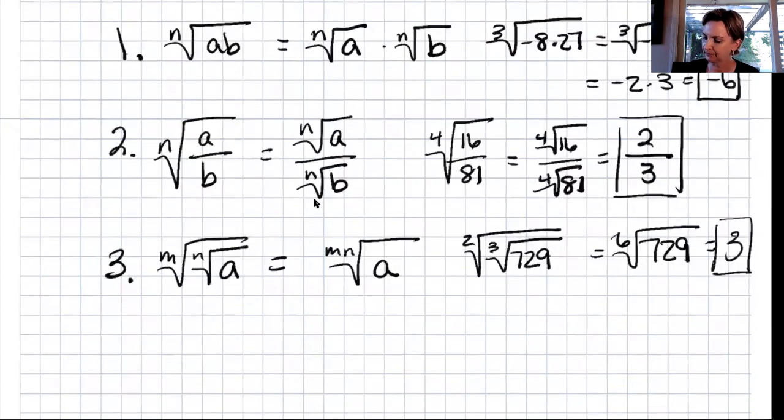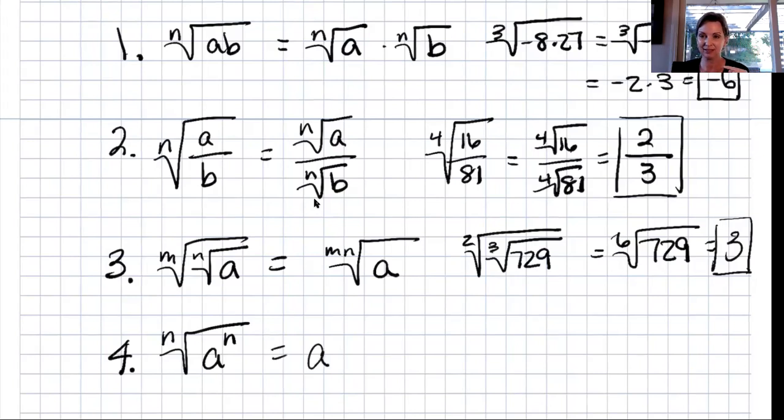Okay. And the last one we're going to do today, and this one's almost just kind of logical, right? If I have an exponent inside the root, and the root and the exponent are the same, like a squared and then the 2nd root of it, or the nth root of a to the n, you can just cancel them. So this would just be a. And that kind of makes sense, right?